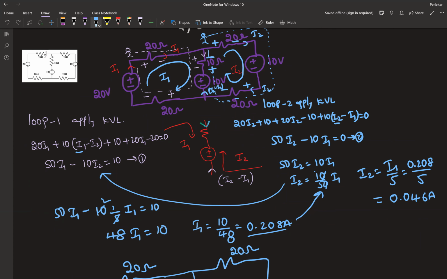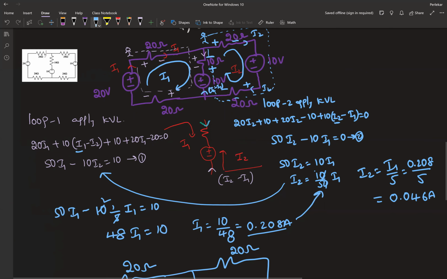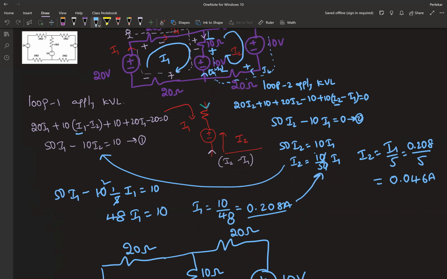I got 0.416? Yeah, that could be true. I might have copied it wrong. Yeah, that should be right. No, it's 0.0416. I rounded to 0.042. Okay. Yeah, 0.0416.